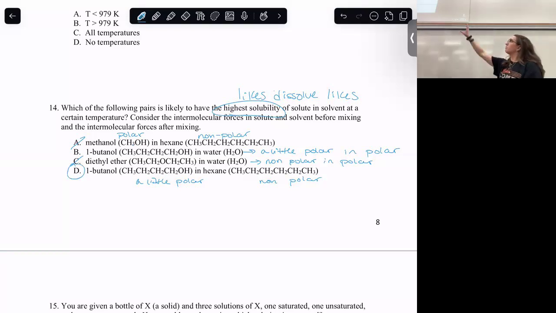We also have molecules that are of similar size. That 1-butanol and that hexane look pretty similar to each other, so they're going to be pretty easy to dissolve in each other as well. Yep. Can you show us the harder version of this question? Potentially. I'll look for one and try to come up with it.